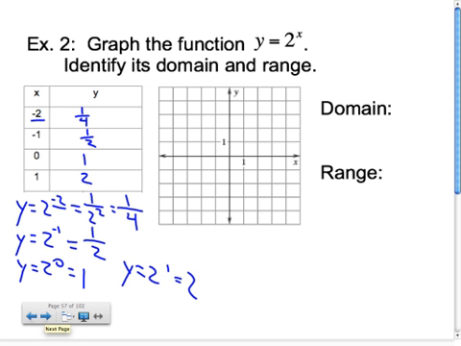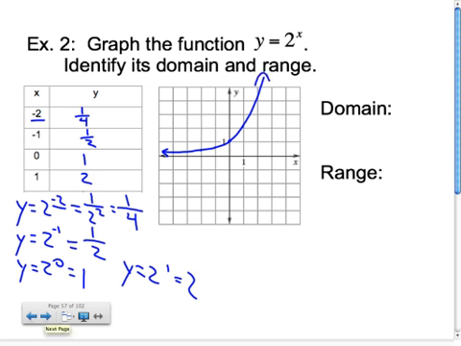0, 1 is that point there. 1, 2. And then I have what? -1 and 1/2. So -1, 1/2. And I have -2, 1/4, so I'm going to start getting closer and closer. And so you'll notice the exponential graph looks something like this, where we're getting bigger and bigger, and we're going to keep going up in that direction.